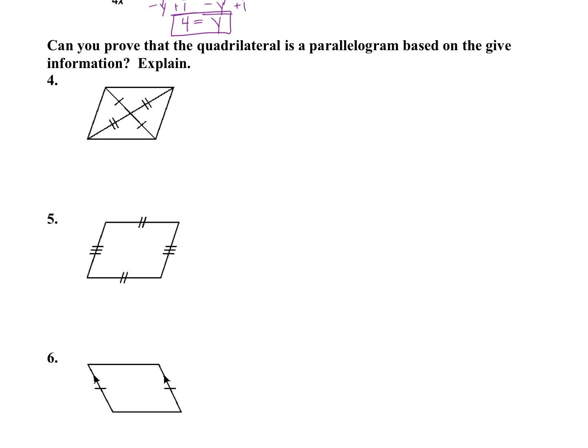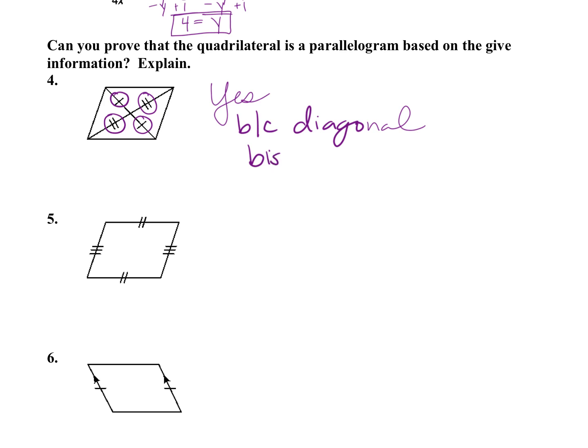This is a parallelogram because what do we know about the diagonals of a parallelogram? They bisect each other, right? So because these are marked congruent and because these are marked congruent, we can say, yes, this is a parallelogram because diagonals bisect each other. Okay, so we know that is a parallelogram because of the markings on their diagonals. If the diagonals cut each other into equal parts, it's a parallelogram.